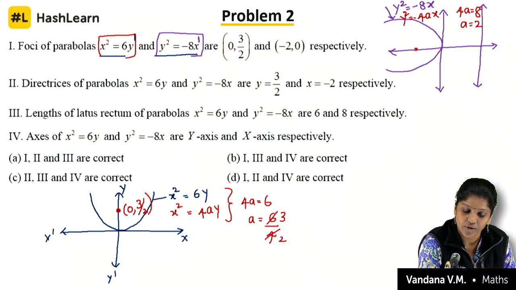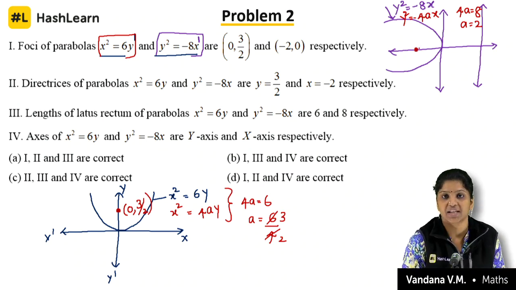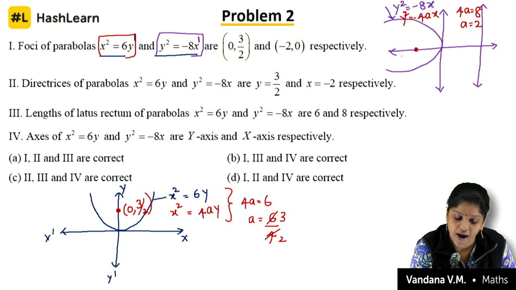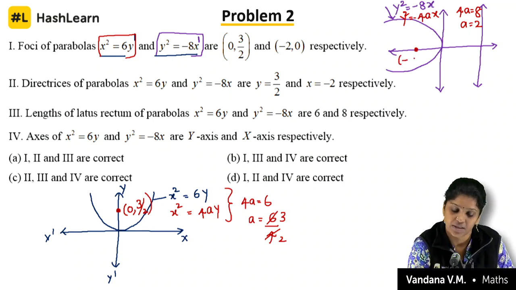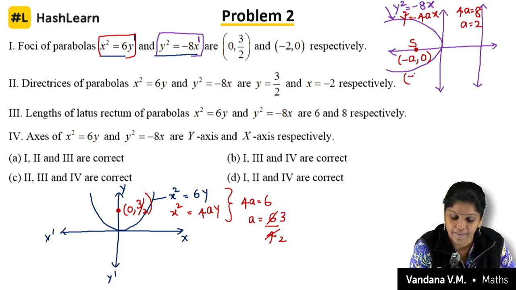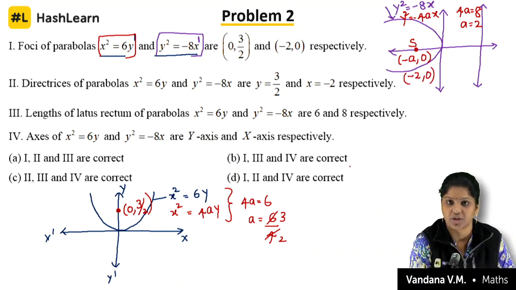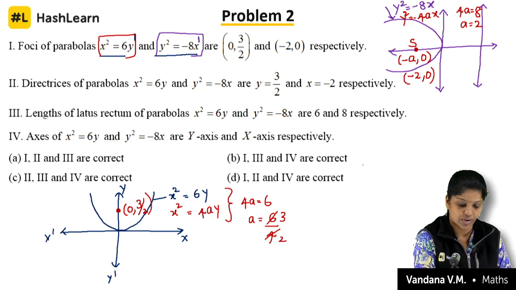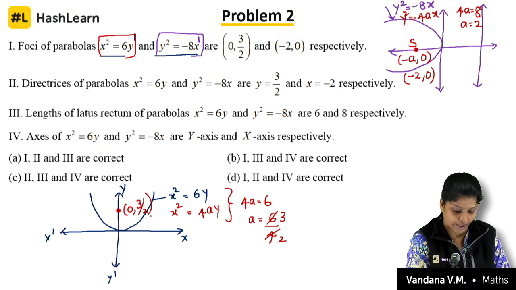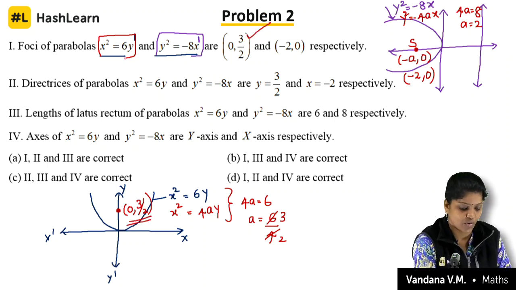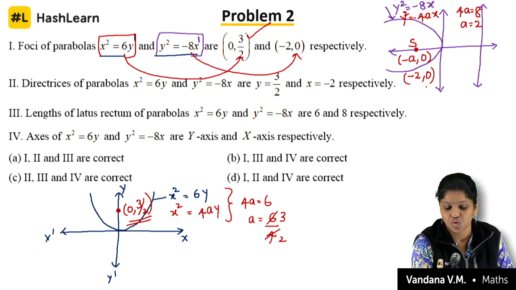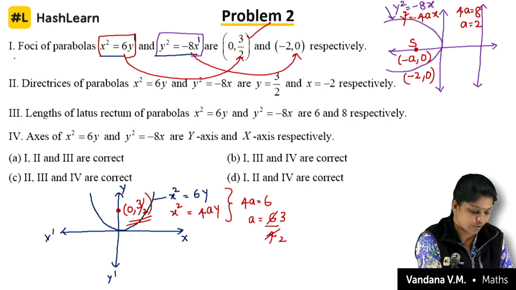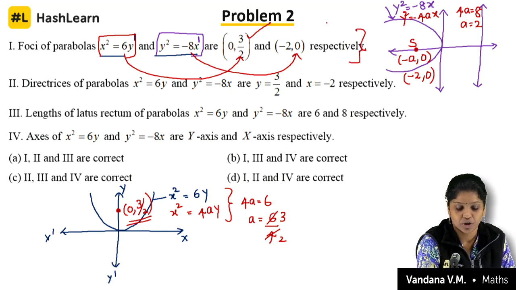Now how will you write the focus? It is on the x-axis, y coordinate becomes 0 and x coordinate is minus a. So minus a comma 0. So focus becomes minus 2 comma 0. Fine. So let me check. The foci of the parabolas: 0 comma 3 by 2. Yes. For the first one 0 comma 3 by 2. For the second one minus 2 comma 0. So the first statement is true.